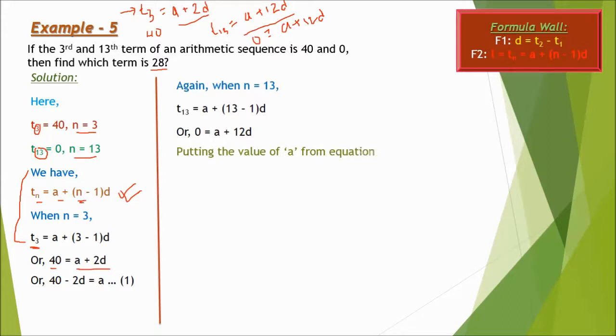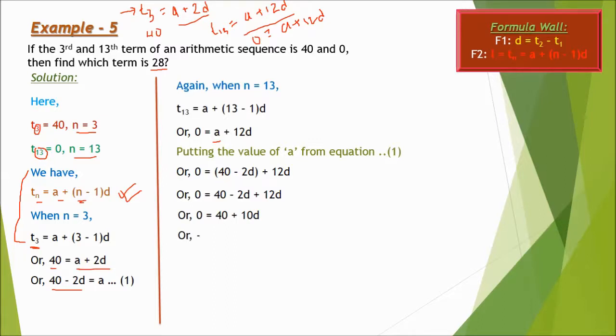Now putting the value of a from equation 1, we can put the value of a, that is 40 minus 2d. Instead of a, we can write 40 minus 2d. You can see on your screen 0 equal to, in brackets, 40 minus 2d, plus 12d. Now we can open the bracket, or 0 is equal to 40 minus 2d plus 12d. 0 is equal to 40 plus 10d.